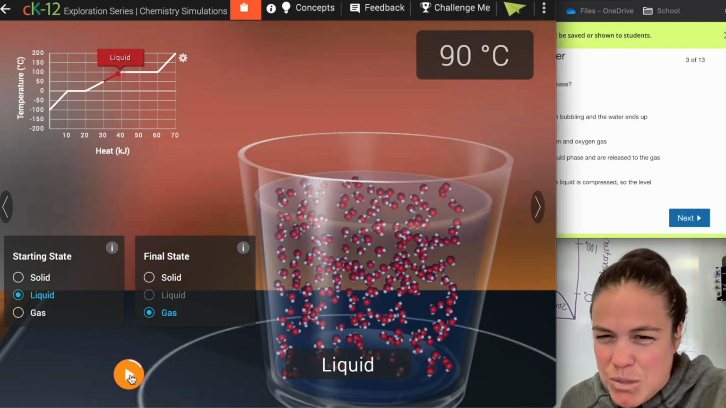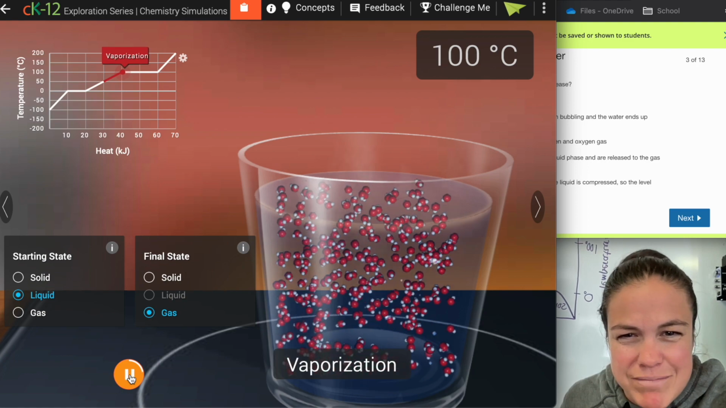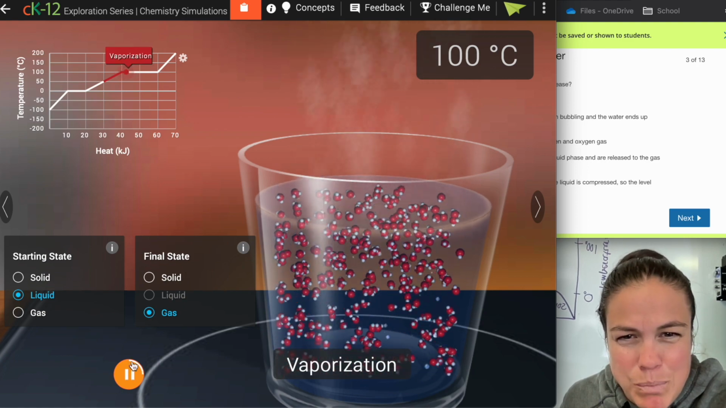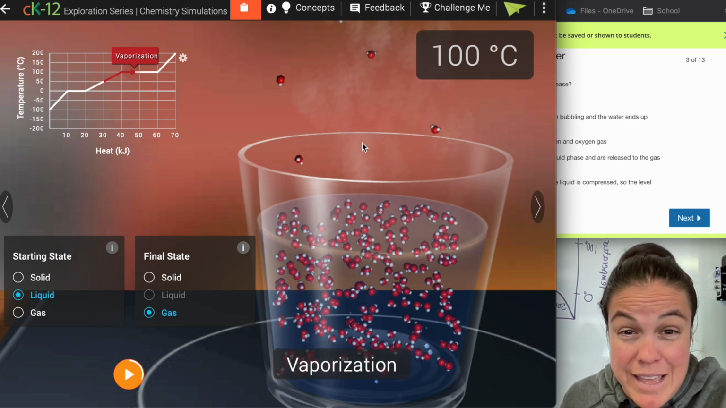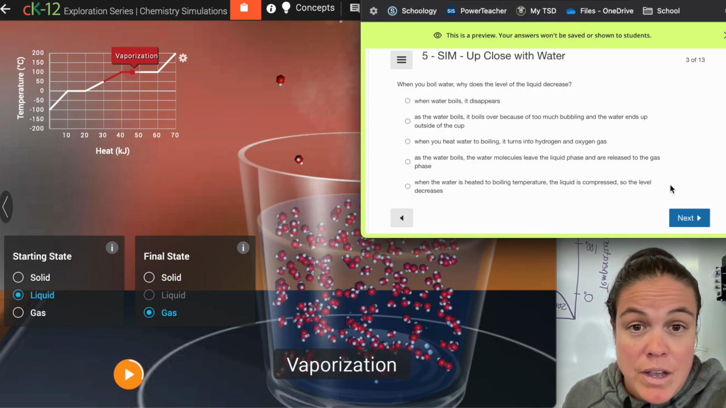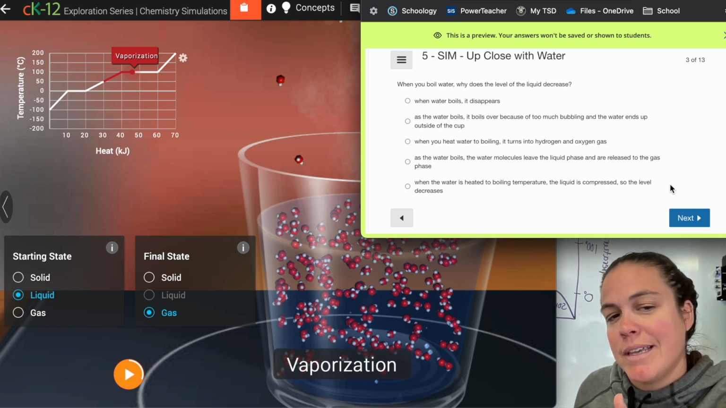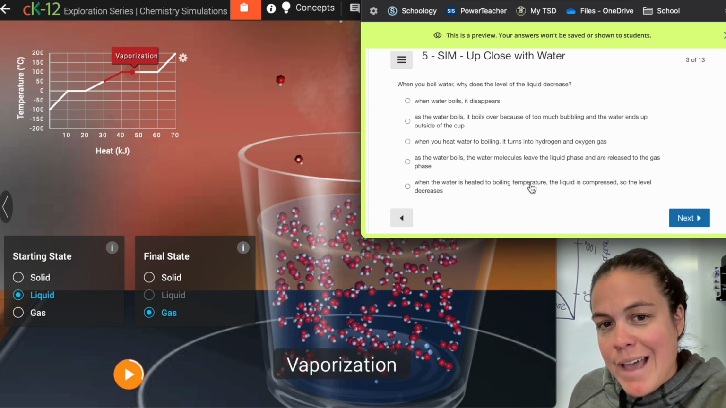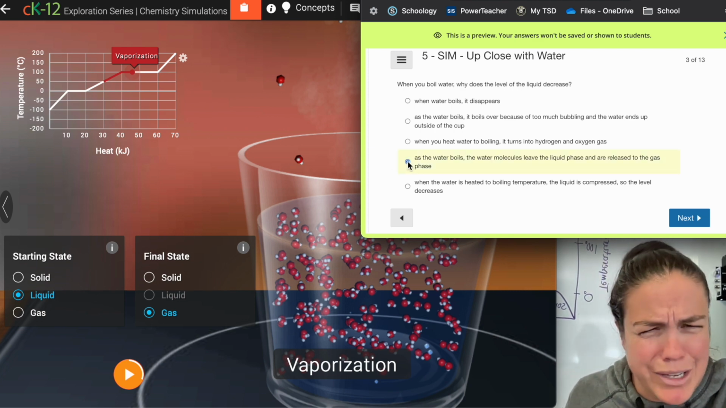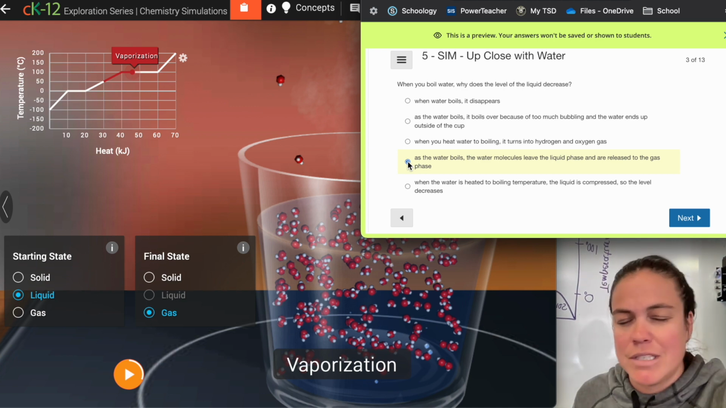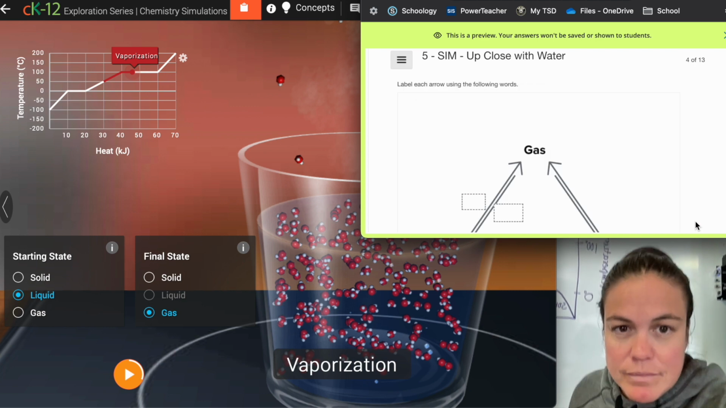Let's check again. Do we see any changes in different hydrogen? And there's boiling. Nope. It's still just water molecules leaving, right? They look like water molecules. All right, as water boils, the water molecules leave the liquid phase and are released to the gas. I like that one. And it says, when the water is heated to the boiling temperature, the liquid compresses so the level decreases. No, not looking good. So I'm going to choose this one.